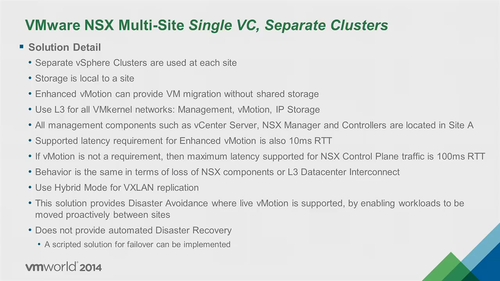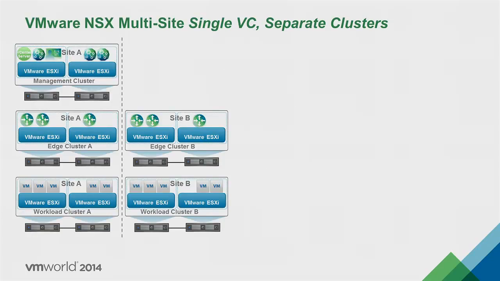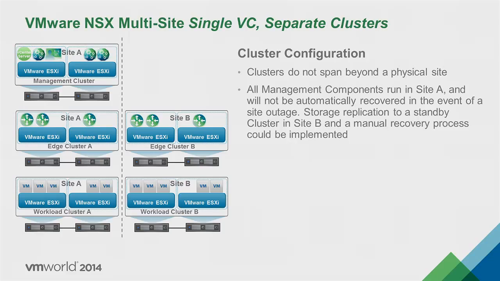In this case, the solution provides disaster avoidance, where you have vMotion, though actually vMotion is always live. But it does not provide disaster recovery. That's important to note. You could implement a scripted solution for failover using storage replication, and we actually do have customers doing that today, but you lose some of the automation benefits of your stretch cluster. Given we can't leverage vSphere HA with the separate clusters, we cannot automatically recover the workloads here. But as I said, it would be possible to replicate and recover using a scripted process.